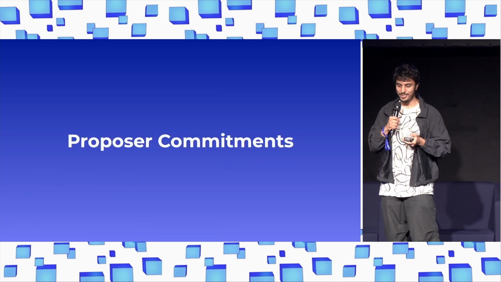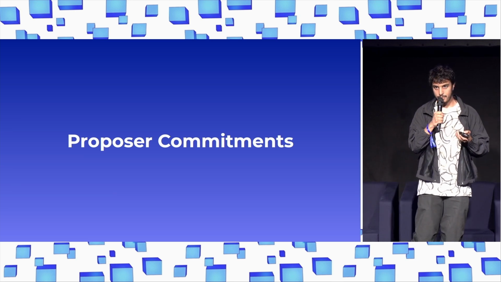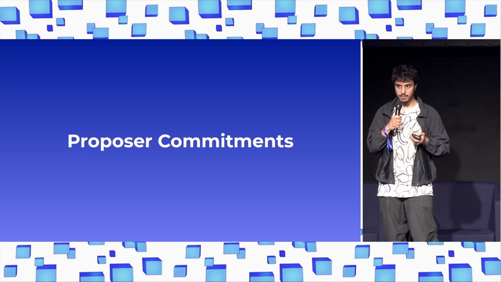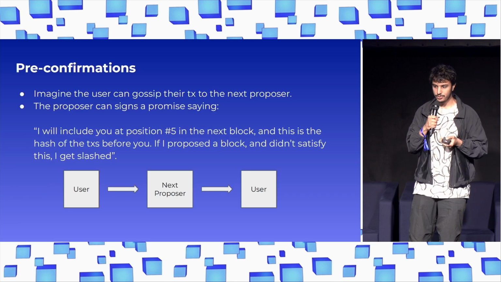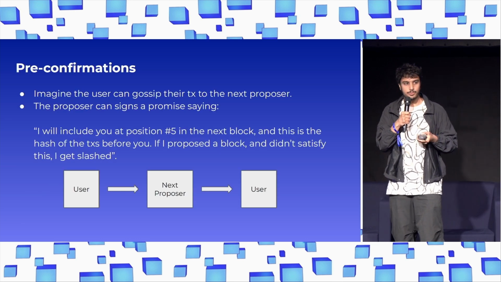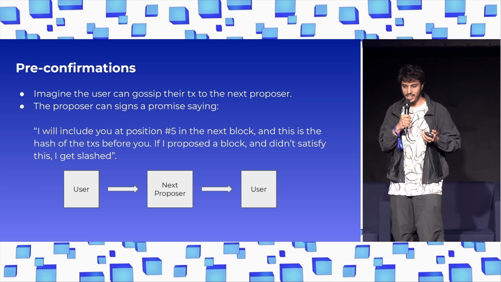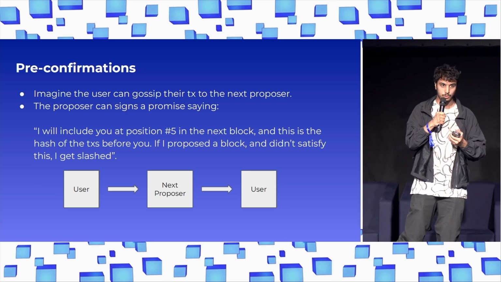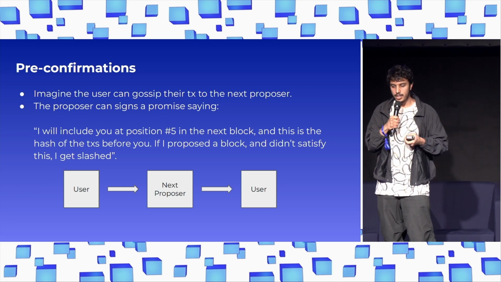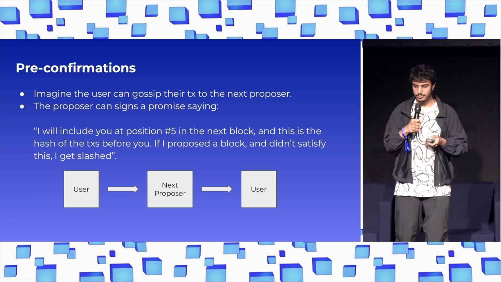Can we do better for things? There's this common idea in Ethereum for proposer commitments, otherwise called pre-confs. So what's a pre-conf? Imagine the user can gossip their transaction to the next proposer. The proposer can sign a promise saying, I promise I'll include you in the next block at position number 5, and if I don't, I get slashed.